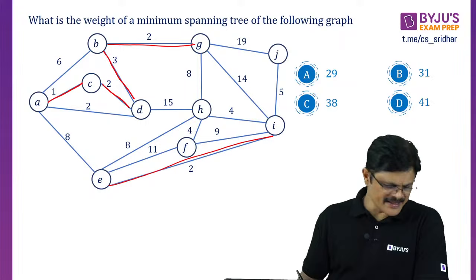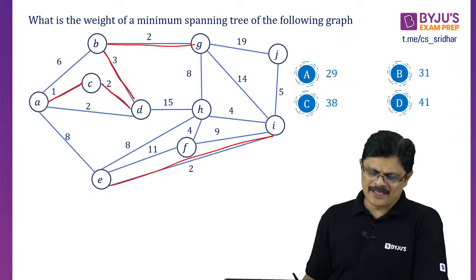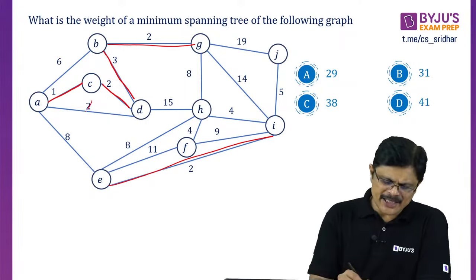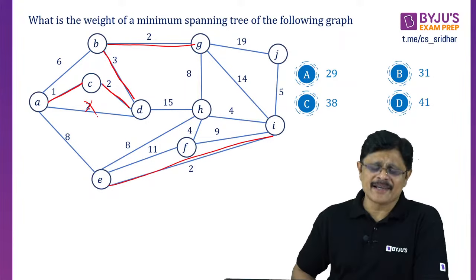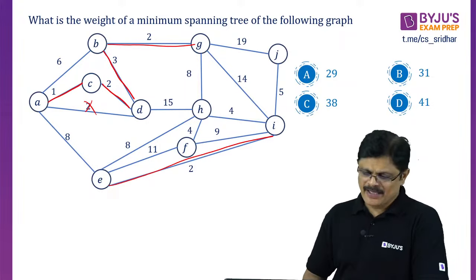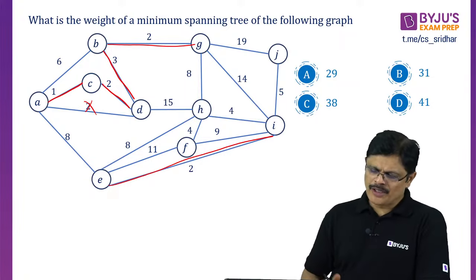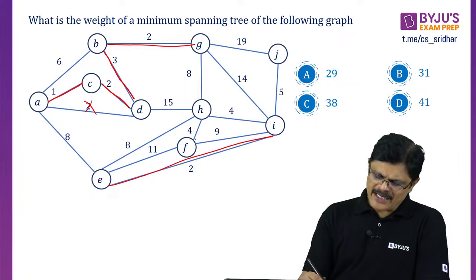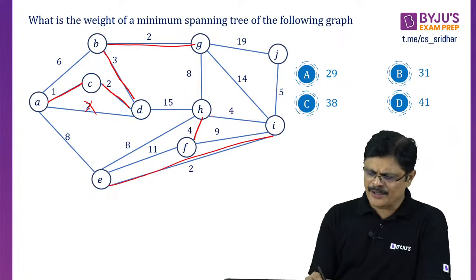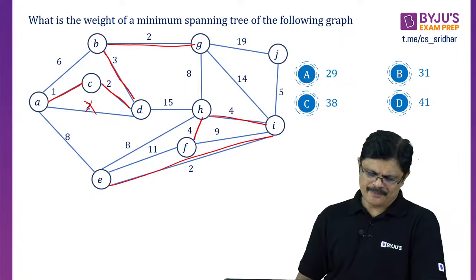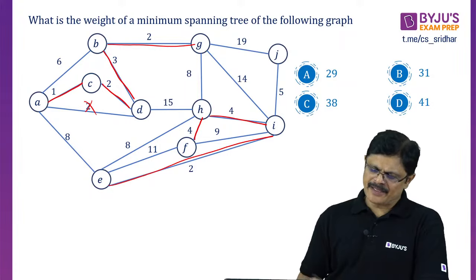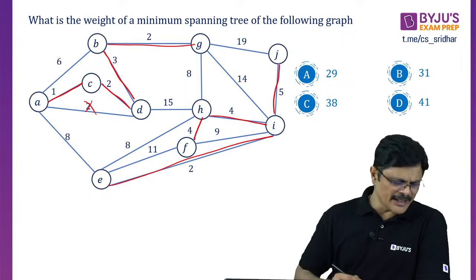Please don't miss anything, sir. Don't miss anything. 3, but these 2 cannot be selected because it is creating a cycle. Next one, after 3, any 3's? No. 4. There are 2 4's. Actually, you can select this 4 and you can also select this 4. 4's are completed. Next 5. Select that edge. Check whether it is.